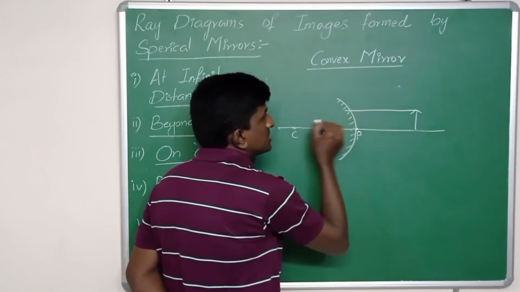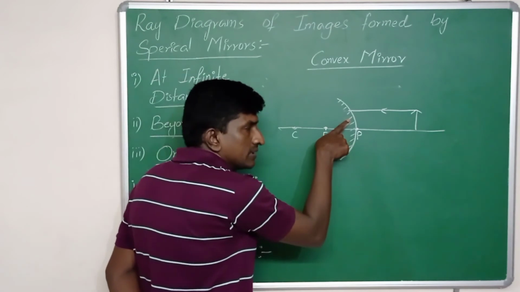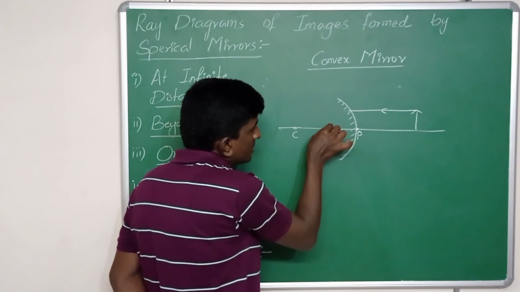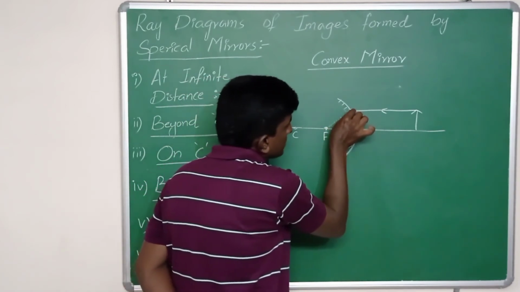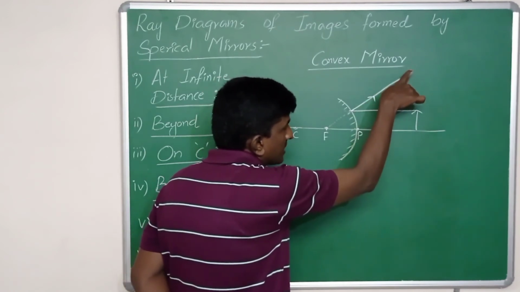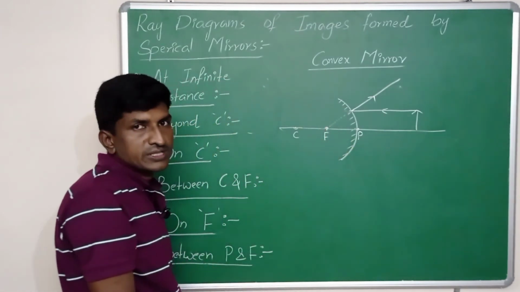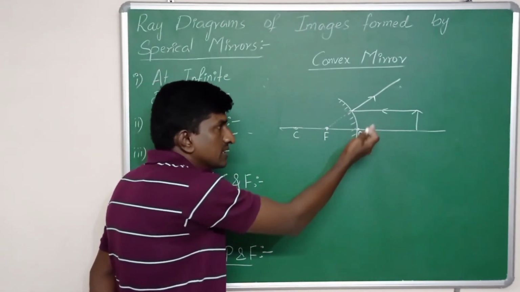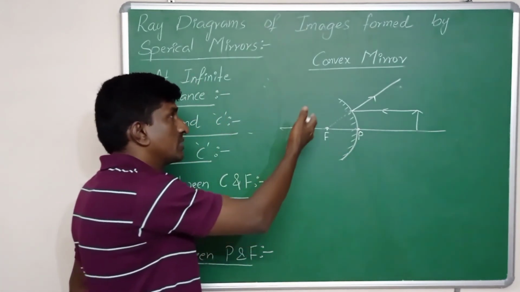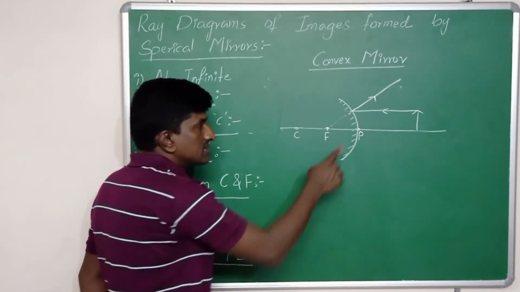A parallel light ray which is incident on the mirror, what happens? It gets reflected such that it appears to be coming from the focal point. If you observe this reflected light ray from here, you feel that the light ray is coming from the focal point. In the previous class we discussed these light rays which are used for ray diagrams in the case of concave mirror as well as convex mirror. Once observe that video. And this is the first light ray.